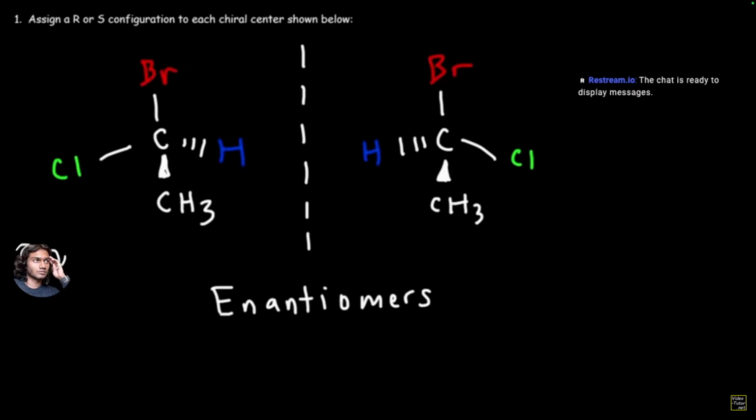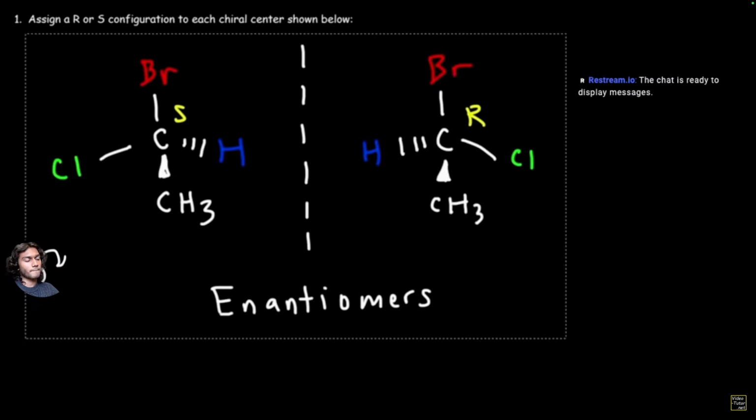Diastereomers, enantiomers, cis-trans geometric isomers, those are all stereoisomers. But enantiomers, they're mirror images of each other. And that's how you can distinguish them from diastereomers. Another feature of enantiomers is that they have the opposite configuration at the chiral center. Here, the configuration, we determined it to be S. Here, it's R.